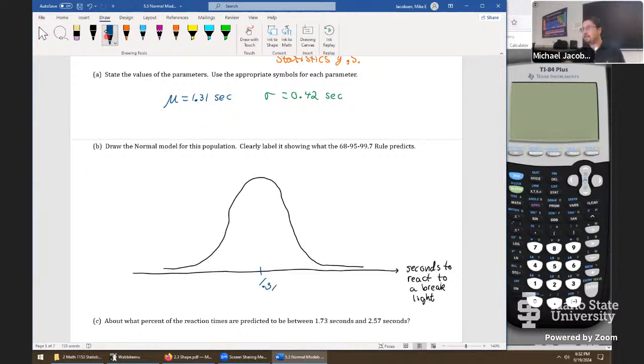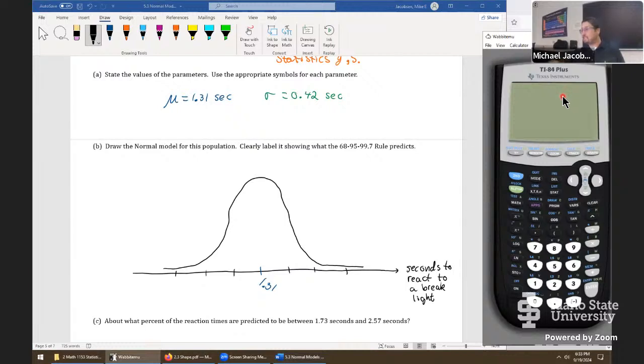1.31. Now we're going to start adding standard deviations. Because the 68, 95, 99.7 rule has a statement about one standard deviation, two standard deviations, and three, we want to go 1, 2, 3 tick marks to the right, 1, 2, 3 tick marks to the left.